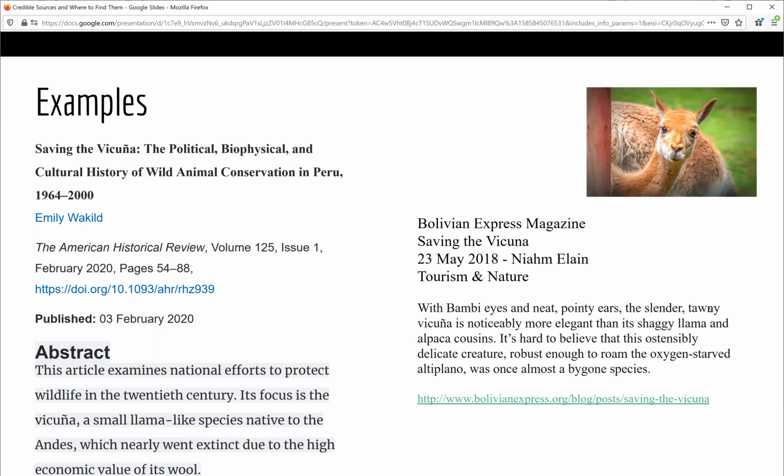In contrast, the article on the right from the Tourism and Nature section of the Bolivian Express magazine is written in easy-to-read language, and its URL includes the indicator for a blog post. All of these clues tell us that this is a popular source. While you might want to read the article from the magazine for background information, for your research paper, you're going to need more academic sources.